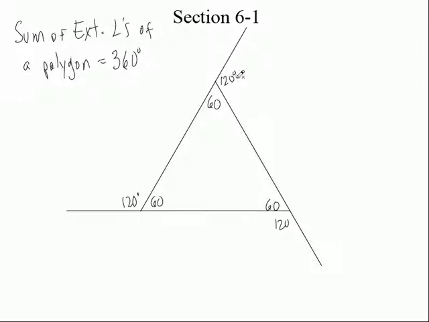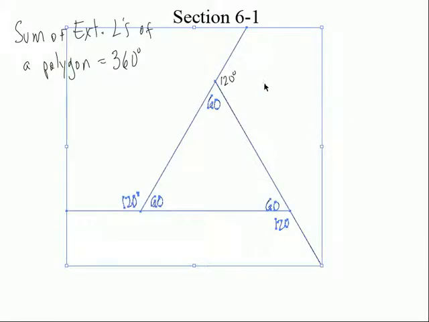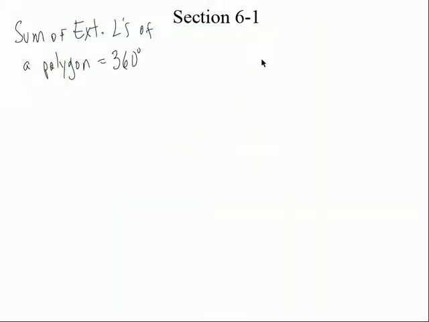The sum of all the exterior angles, no matter how many sides you have, you could have 1,000 sides. Okay, 1,000 sides, is that right? You can have 1,000 sides, but if you add up all the exterior angles, they're going to add up to 360 degrees.